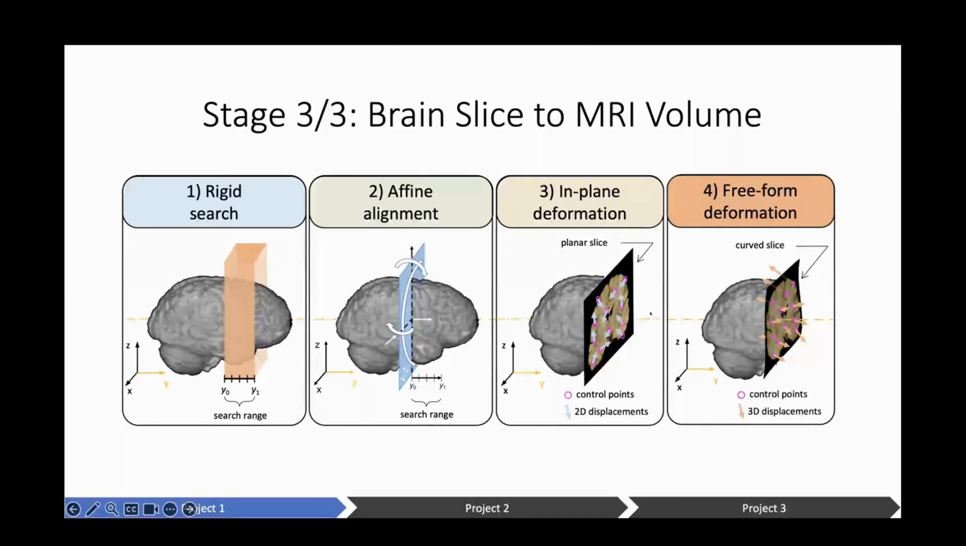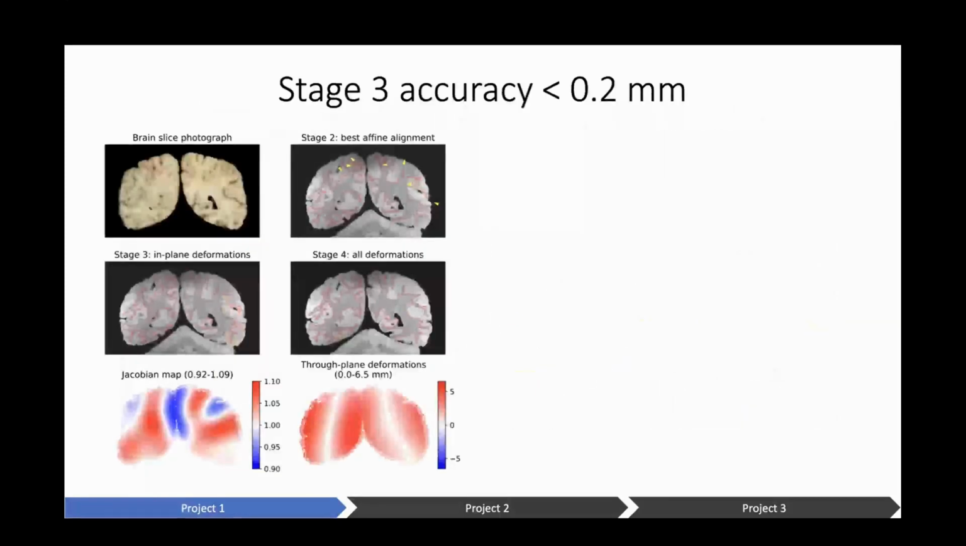And in the last 2 steps, we start to very carefully introduce deformations, first in plane. So you can see that only within the plane we're deforming the image first. That is to compensate the histology sampling nonlinearities. And then we introduce out of plane deformations as well, which is to compensate for the bulk deformations of the brain. And once we combine these, just have a look at the results that we can achieve with this pipeline.